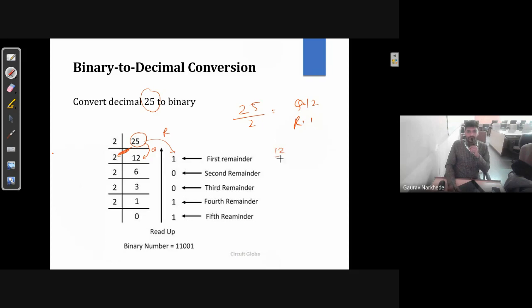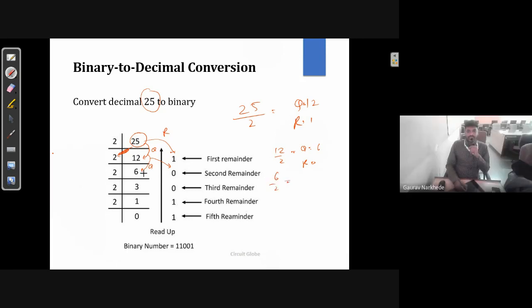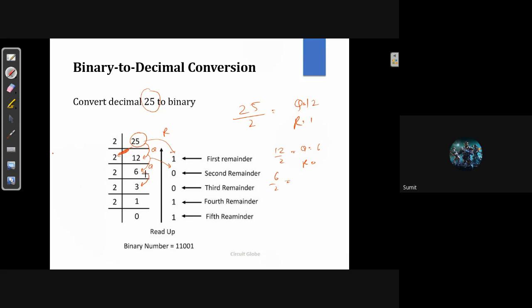Now again I will divide 12 by 2. What is the quotient? 6, remainder 0. So I am writing here the quotient, and here the remainder. Correct? Again, 6 by 2. Quotient is 3, remainder is 0.